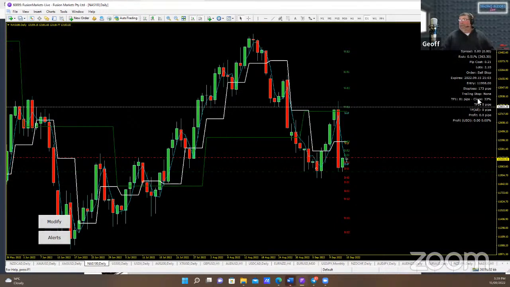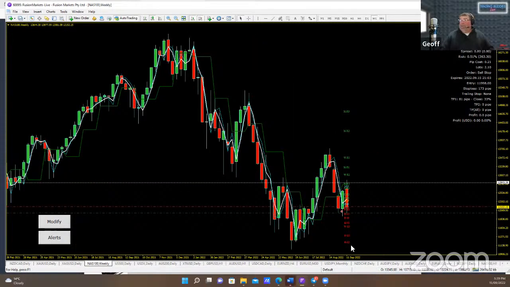So if you want to follow that one, the entry level is at 11,998.00. Got a stop loss at 173 pips. And my first take profit is just less than half of that, at which time I'll remove 1/3 of the position. But I'll be pretty cool and confident that if we can break this level here, then we're on a bit of a ride down to test the bottom, test that low. And I'd be happy with that.